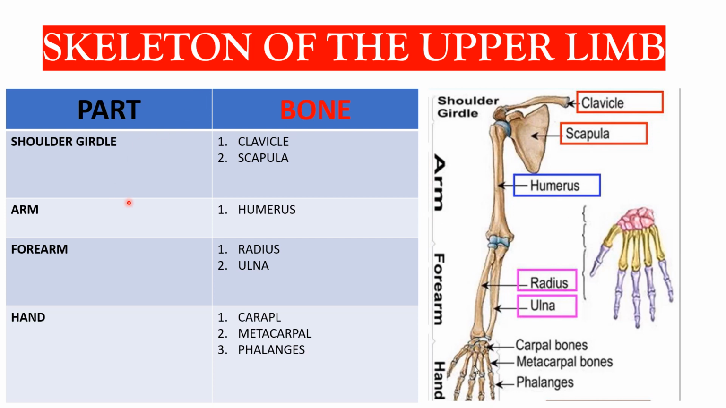So the skeleton of the upper limb can be divided into parts. We have the shoulder girdle, the arm, the forearm, and the hand. The shoulder girdle is made up of the clavicle anteriorly and the scapula posteriorly. The skeleton of the arm is the humerus. The skeleton of the forearm is made up of the radius, which is lateral, and the ulna, which is medial. The hand can be divided into three parts: the carpal bones, the metacarpal bones, and the phalanges.